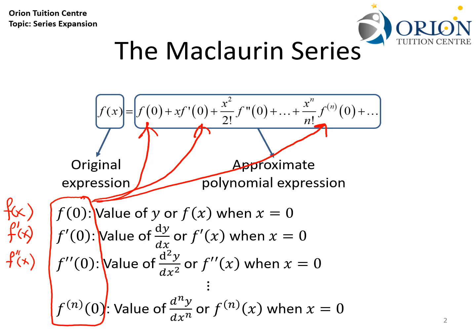However, note that the Maclaurin series is used to approximate curves that are very near to x equals 0, or rather very small values of x. The error will become larger as we move away from x equals 0.